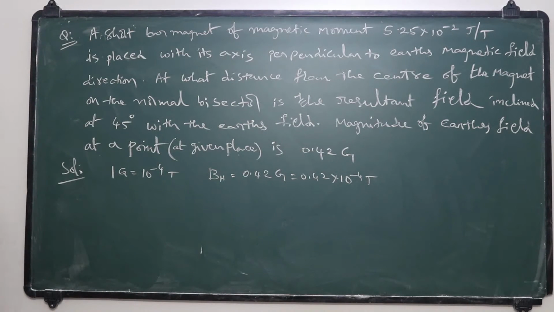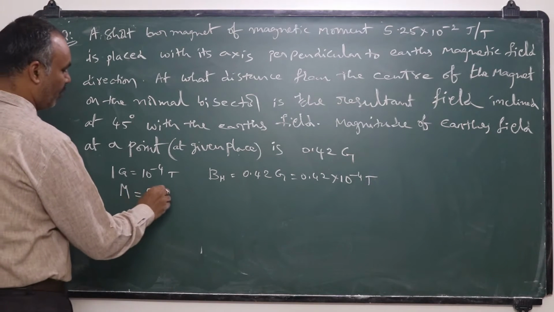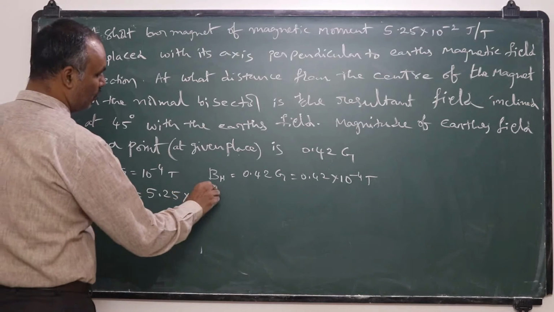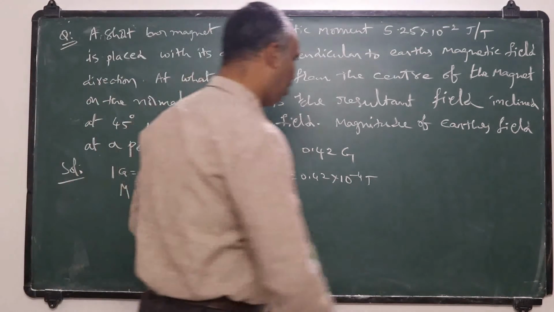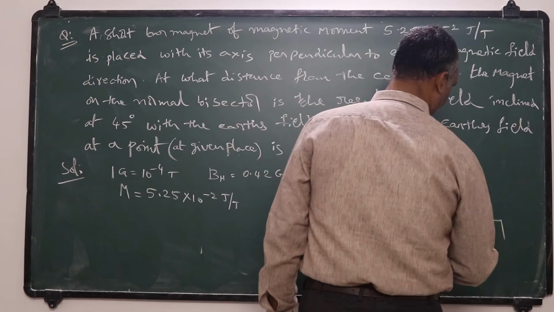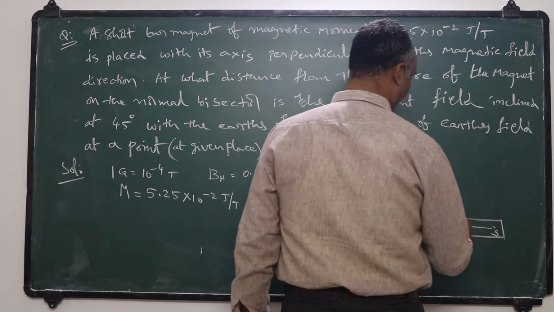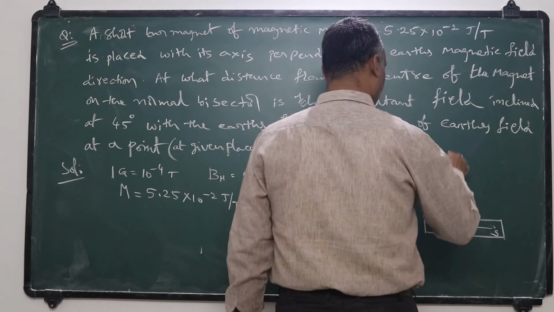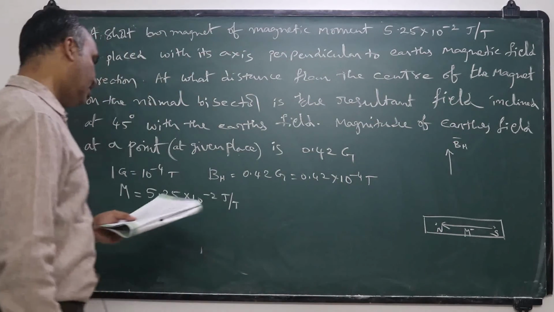Now the question is, a short bar magnet of magnetic moment 5.25 into 10 power minus 2 joule per Tesla is placed with its axis perpendicular to the Earth's magnetic field. Let me draw the diagram here. This is the short bar magnet we considered, having north pole and south pole. So its magnetic moment vector m bar is like this. Suppose the Earth's magnetic field BH bar is like this.